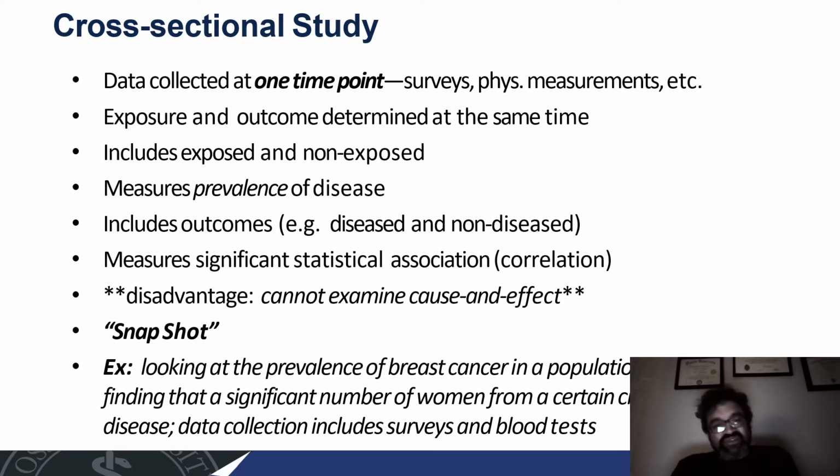Now looking at cross-sectional studies: data collected at one time point, surveys, physical measurements. Exposure and outcome are determined at the same time. It includes exposed and non-exposed, measures prevalence of disease, includes outcomes diseased and non-diseased, and measures statistical association or correlation. Disadvantage: it cannot examine cause and effect; it's a snapshot. An example is looking at the prevalence of breast cancer in a population. Data collection includes surveys and blood tests.